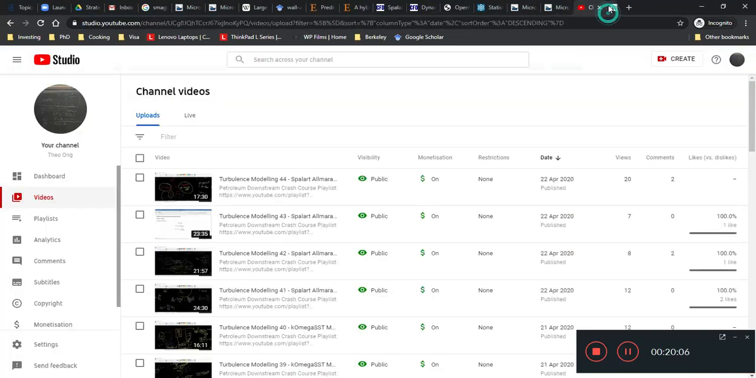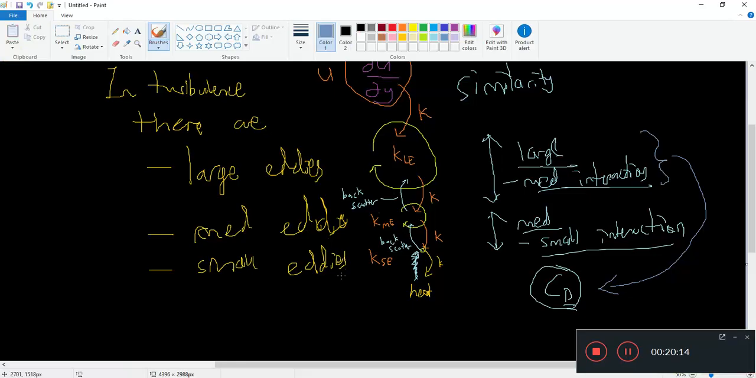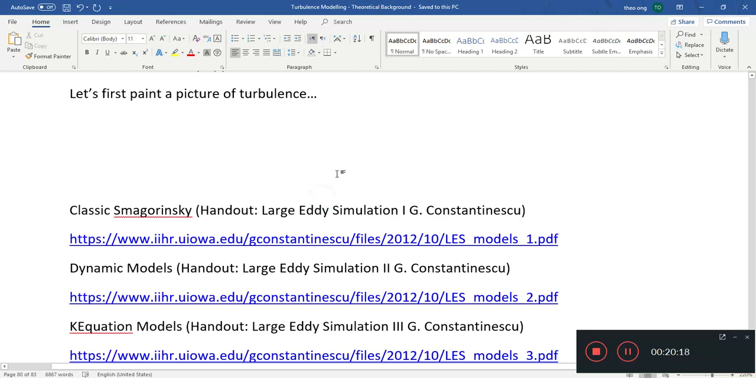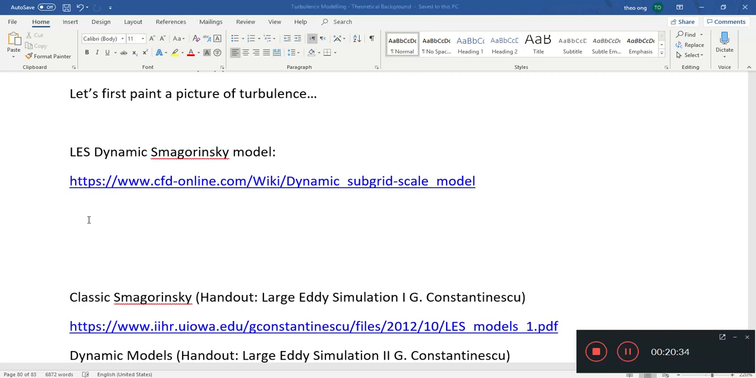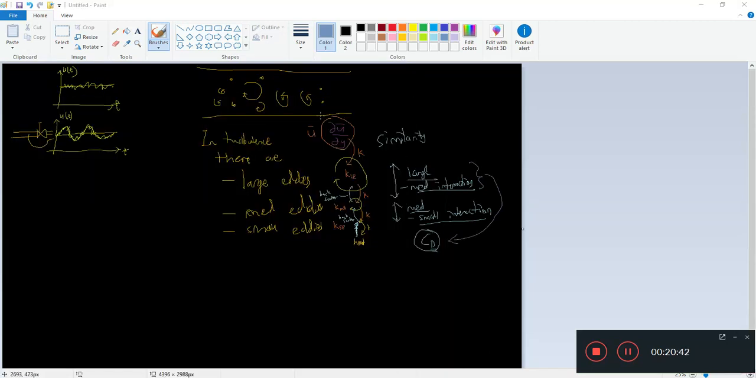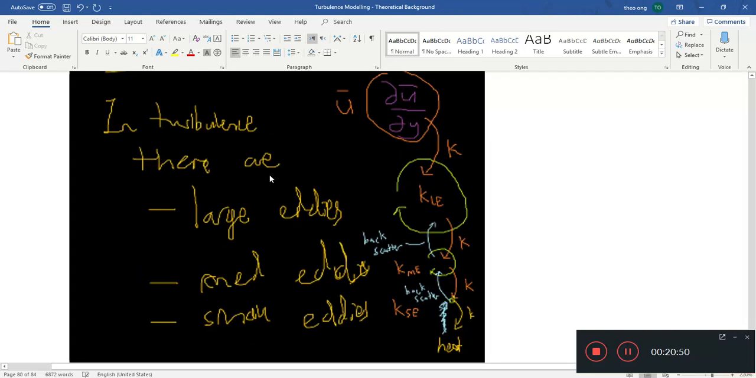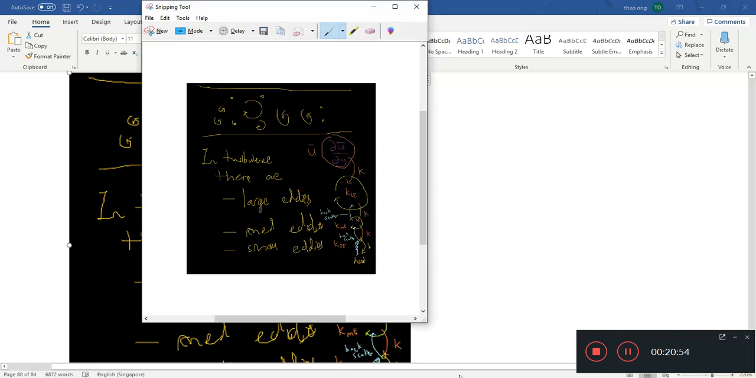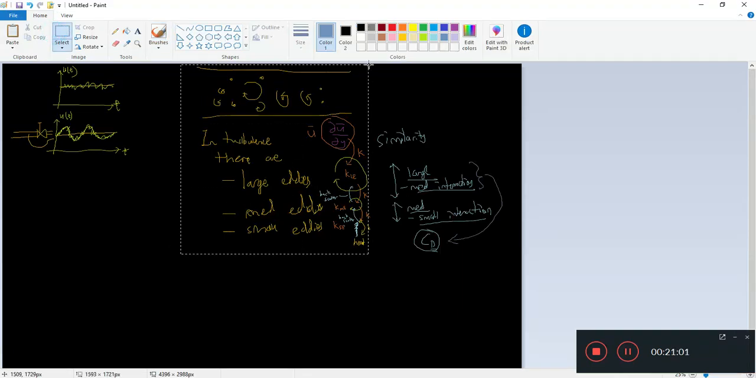So I'd like to show you that here in CFD Online. Okay, CFD Online is here, and we can search for the LES dynamic model or Dynamic Smagorinsky, because this actually builds up from Smagorinsky's model. So this picture of turbulence I will just copy and paste here. I shouldn't use this snipping tool. It gives a higher resolution; I'll just use select in Paint.